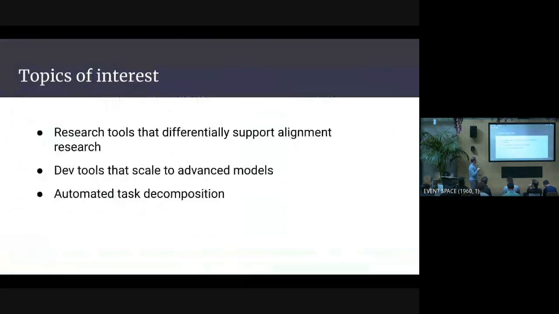Besides those points, I'm really interested in talking to people about how research tools could help with AI alignment. We're currently thinking about how Elicit can not just support empirical domains as it does now, but also support alignment. And more generally, besides the tool I showed you, ICE, what other dev tools can scale to more advanced models and help supervise them?